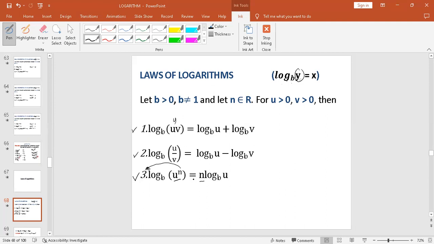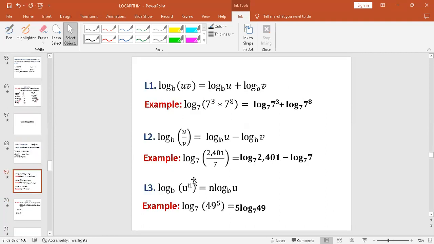So, try natin i-apply iyan. So, in the first law, this is the example. So, L1, we have log of 7 raised to 3 times 7 raised to 8 to the base 7. So, this is u, this is v. So, u and v are expressed as product.